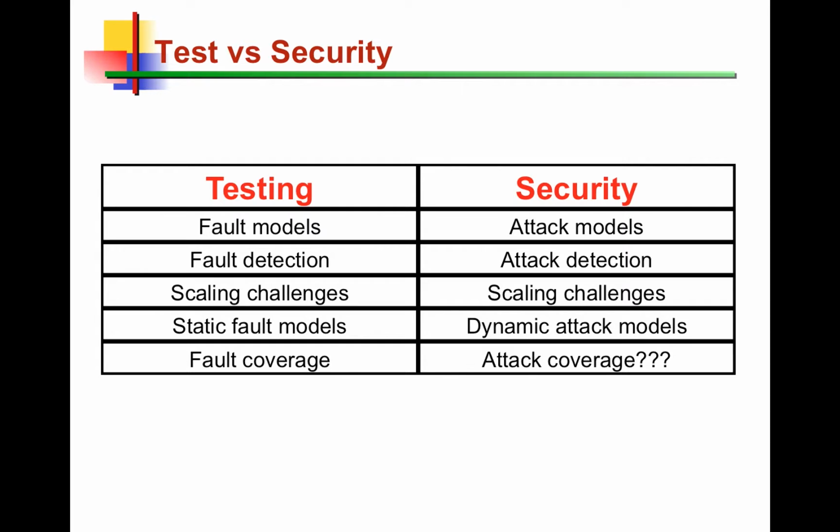So in testing, yes, we use fault models to represent these physical defects, but can we talk about attack models? Can we really model the way humans think and how they can possibly attack our chips? So that is one distinction, dealing with natural phenomena versus intentional attacks. We talk about detecting faults. Of course, we can talk about detecting attacks as well. We can also talk about preventing attacks if we have defenses in place.